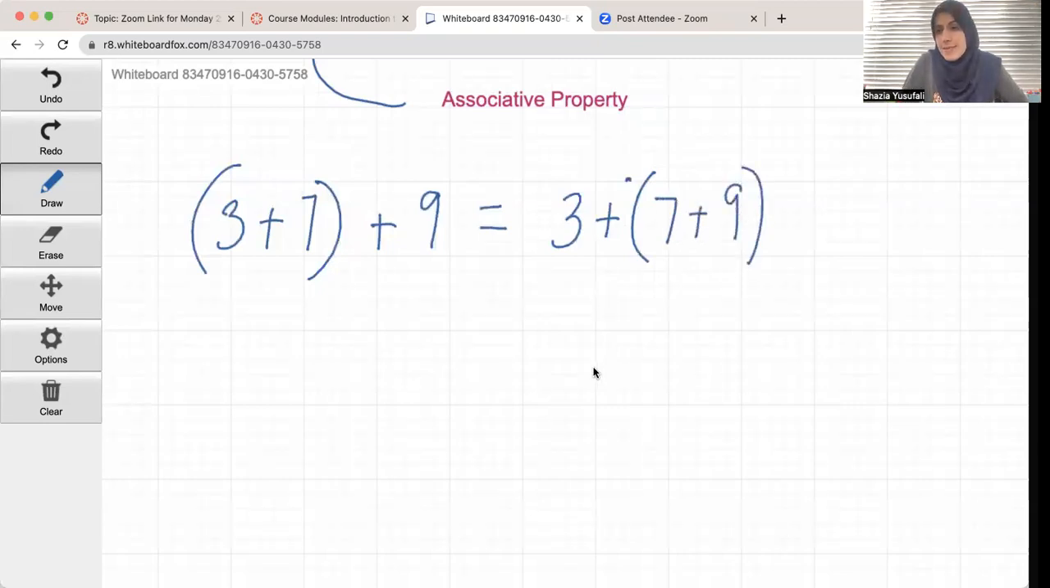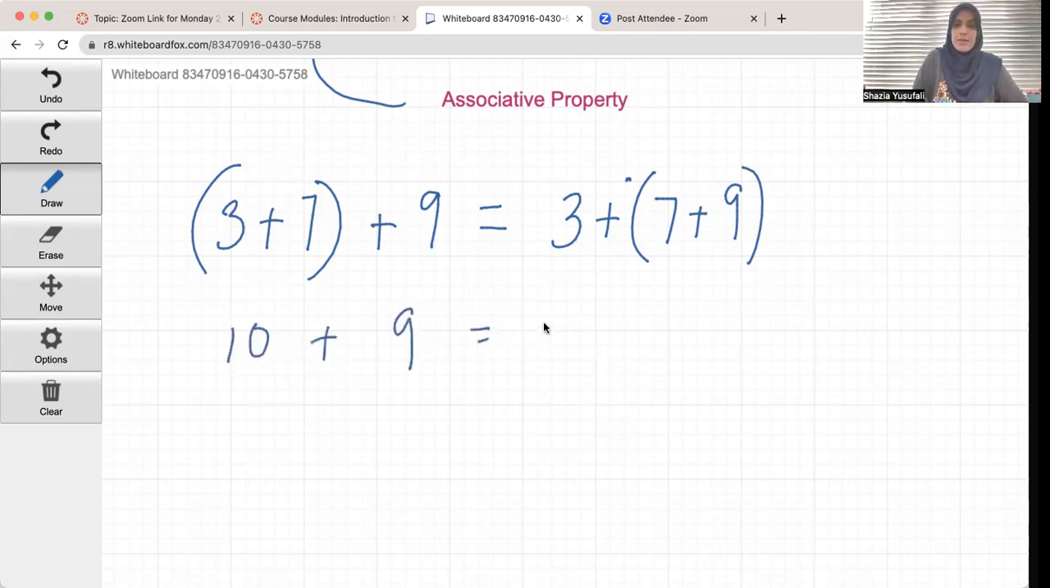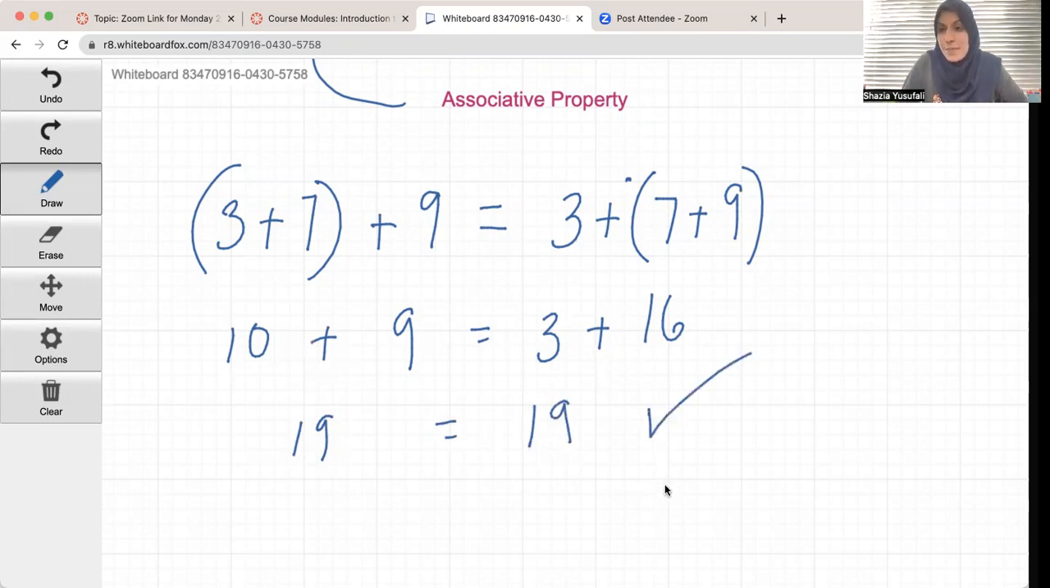Would you say that's a yes or no? Well, let's find out, right? 3 plus 7, easy peasy, is a 10. Plus 9, 10 plus 9 is a 19. 7 plus 9, easy peasy, is a 16. 3 plus 16 is a 19. Boom. We have an associative property.